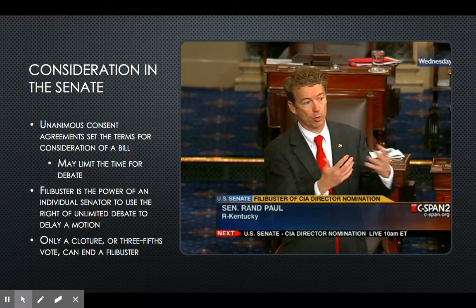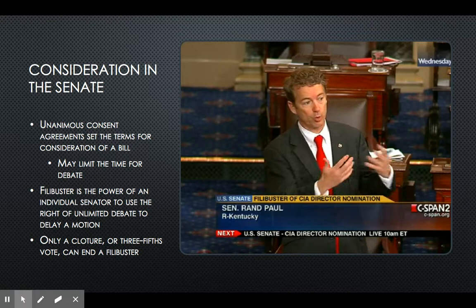They could also try to delay a vote on some sort of federal appointment if they don't agree with the person that is being appointed. Okay, so that is what a filibuster is for. So in using this tactic, a senator, and in this case, it is Rand Paul of Kentucky. He's filibustering the CIA director nomination. They get up in front of the rest of the Senate and they just talk and talk and talk and talk and talk and talk.